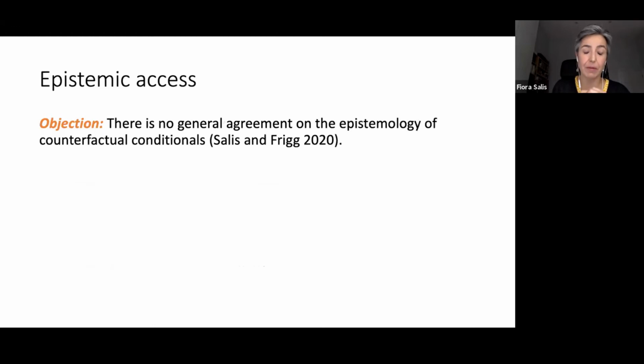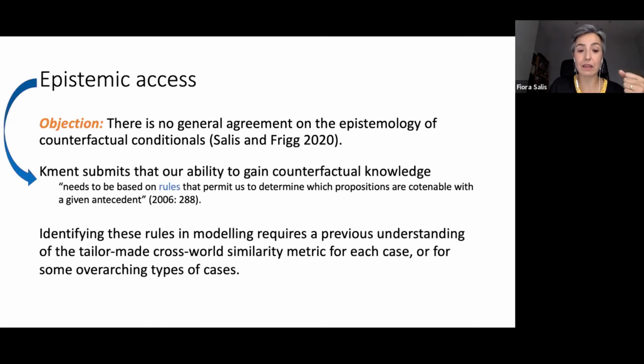Okay, the second challenge, a specific challenge for the deployment of the counterfactual imagination in modeling, is that it's about epistemic access, and it's about the fact that there is no general agreement on the epistemology of counterfactual conditionals. And this brings us back to the problem of similarity and closeness. So Ahmed submits that our ability to gain counterfactual knowledge needs to be based on rules that permit us to determine which propositions are co-tenable with a given antecedent. This is a general challenge for any account of counterfactual conditionals.